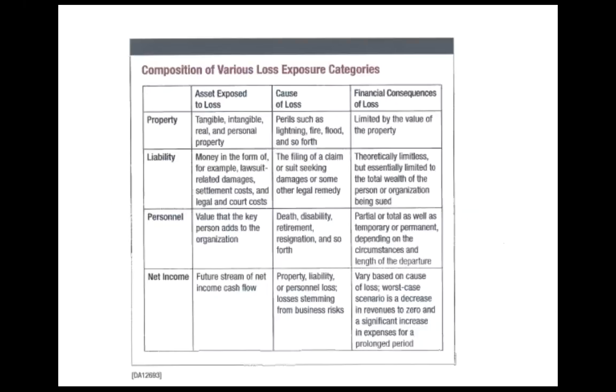So this is the chart that's actually in the book that summarizes all that we just talked about. I think this is a really good one to highlight for the exam, because it goes through all the different types: what's the asset exposed to loss, what's the cause of loss, and then the financial consequences of those losses. It does that in a pretty concise table. So you'll probably have a question that asks which one of these addresses an intangible asset exposed to loss, or a cause. It might have some of those different descriptions, and you've got to tell whether it's property, liability, personnel, or net income.